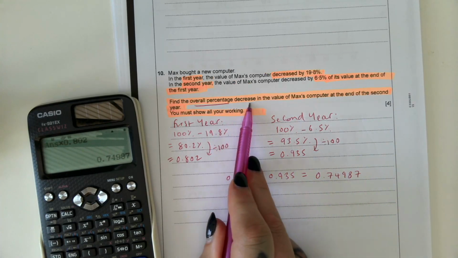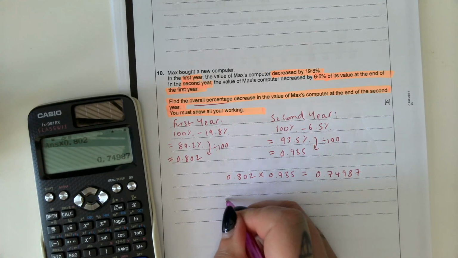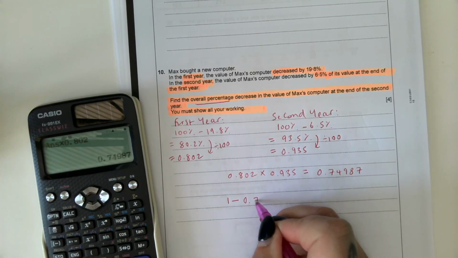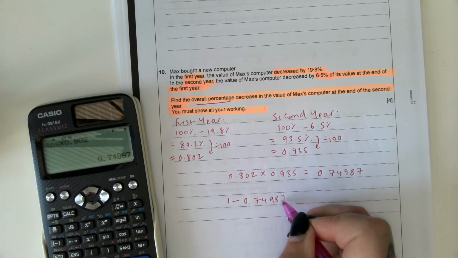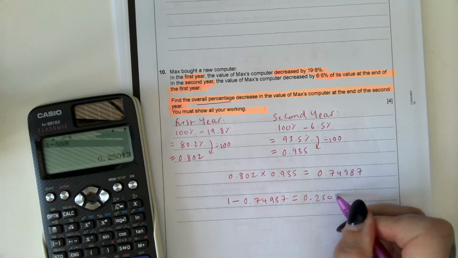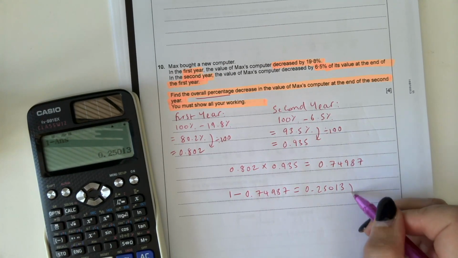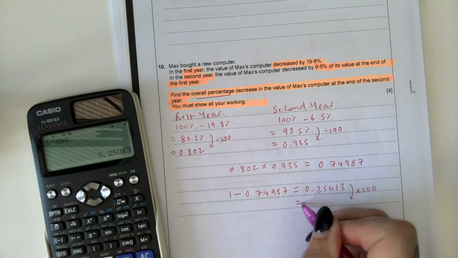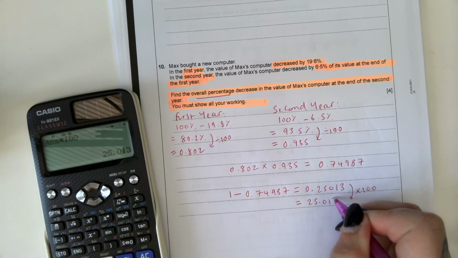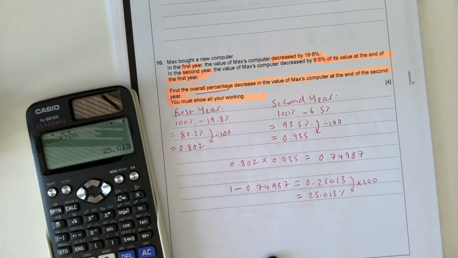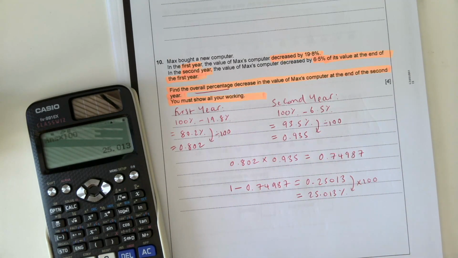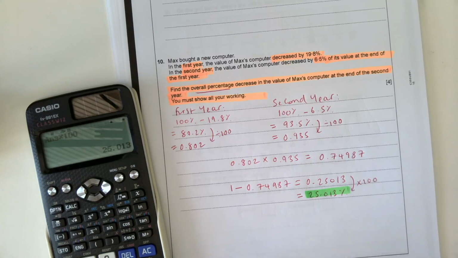So we need to find the percentage decrease. So we're going to subtract that from 1, because 1 would be 100%. So 1 subtract 0.74987. Our answer is 0.25013. So I'm going to multiply that by 100 to convert it into a percentage. So it's 25.013%. So the overall percentage decrease is 25.013%. I don't know why I called it a decimal then, guys. I do apologise.